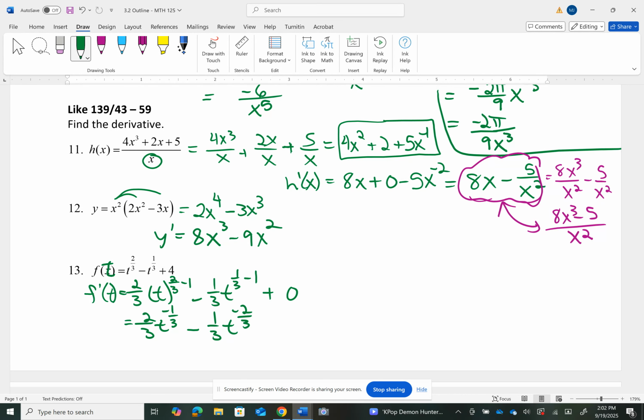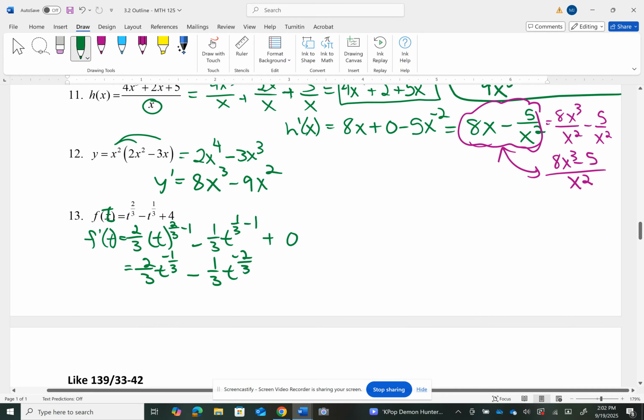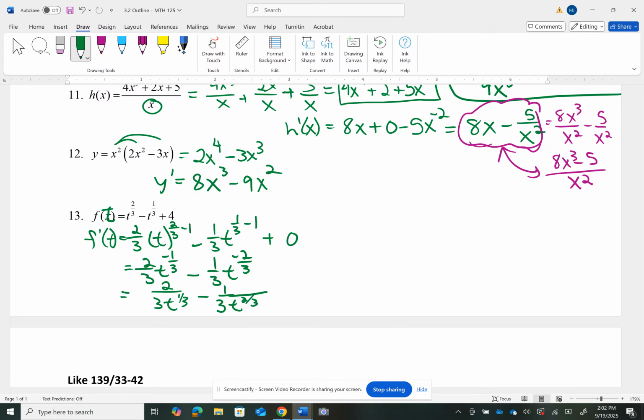You can do fractions on your calculator, so no reason to be worried about that. You'll be able to do that quickly and easily. All right, and now I'm going to rewrite those. So this would be the same as 2 over 3 t to the 1/3 power. I left out the t, so let me do a better job of that. 2 over 3 t to the 1/3 power minus 1 over 3 t to the 2/3 power. Okay. All right, now it started with fractional exponents, so you would probably stop there.